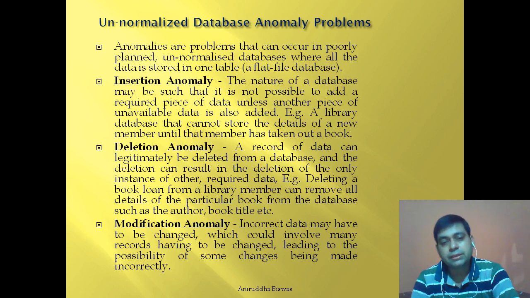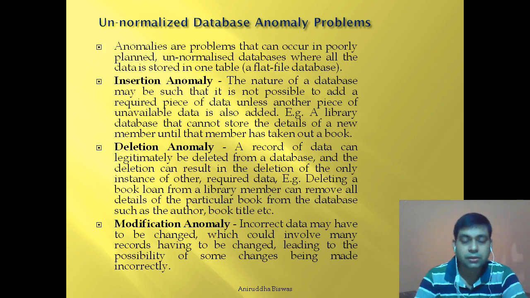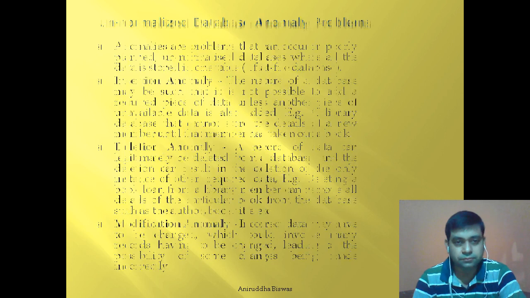Okay, then again, a modification anomaly also may occur. Like incorrect data may have to be changed, which could involve many records having to be changed, leading to the possibility of some changes being made incorrectly. So this is also a very important aspect of database management system and normalization.